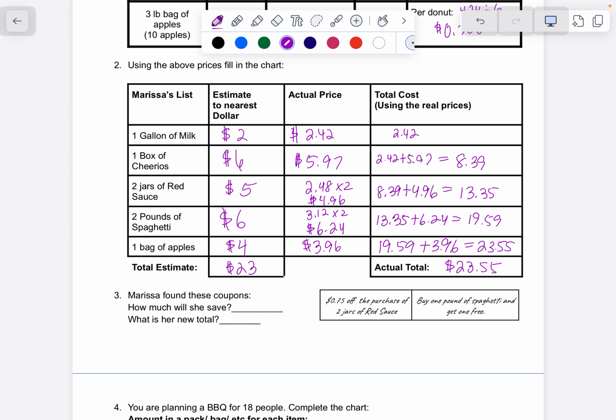Okay? Okay, so now Marissa found some coupons. How much will she save? So she got 75 cents off the purchase of 2 jars. Just go to make sure that's what she bought. She bought 2 jars. So she's going to save 75 cents. She is going to buy 1 pound of spaghetti, get 1 free. If you look at the spaghetti, she should have paid $3.12 a jar.